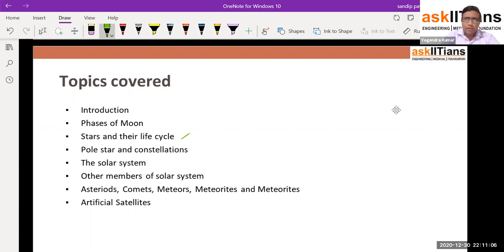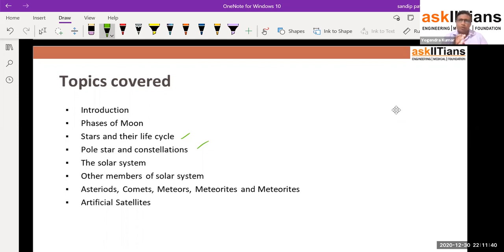Then let's talk about stars and their life cycles. Life cycles means how the sun could have a life cycle. Yes, the sun also got born. The sun also will die, right? There is a death timing for the sun too, as well as for a lot of other stars. Then we have the pole star. What is the pole star? What is a pole? We know for Earth there is a North Pole and a South Pole, right? So the pole star has something to do with that. We will see that one too.